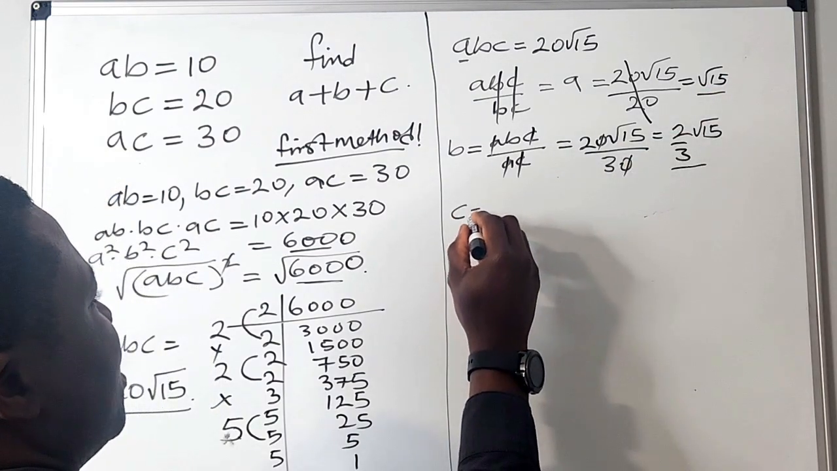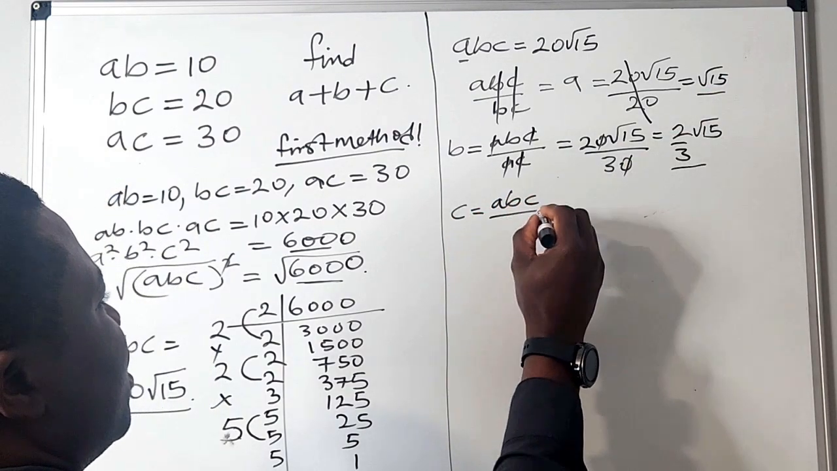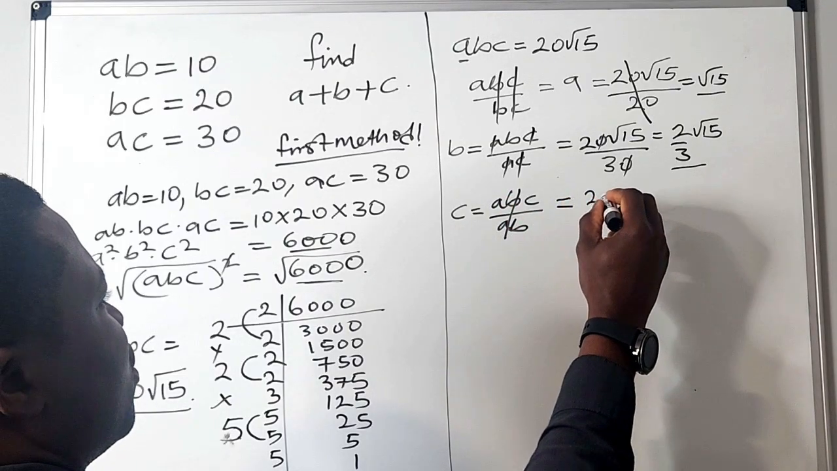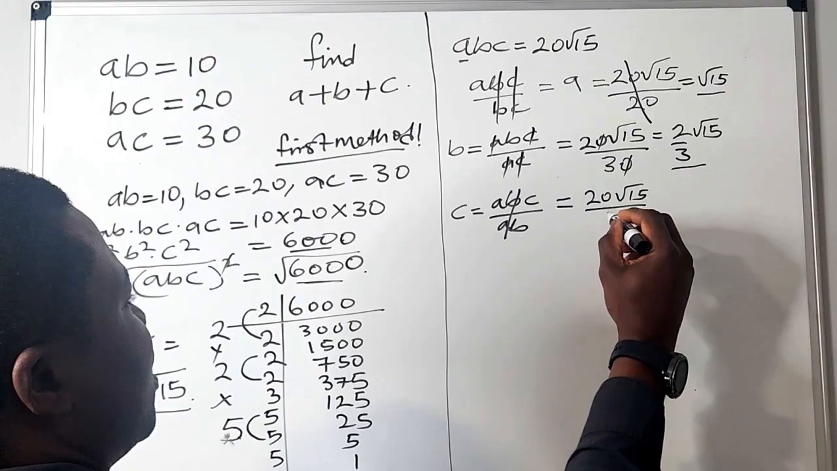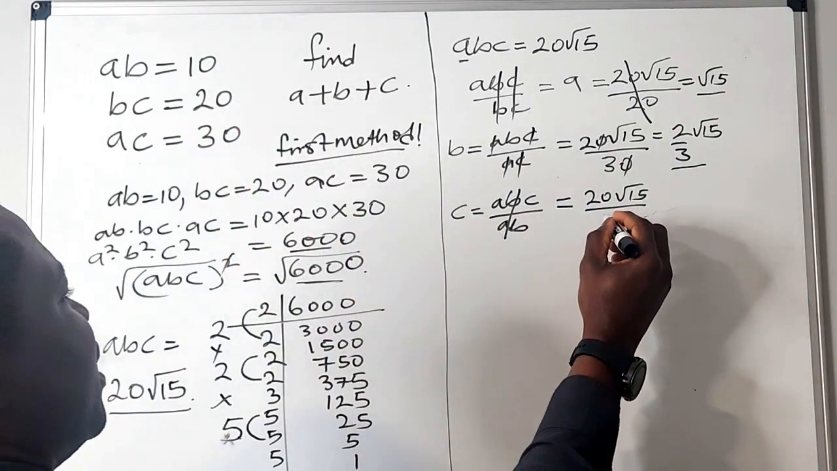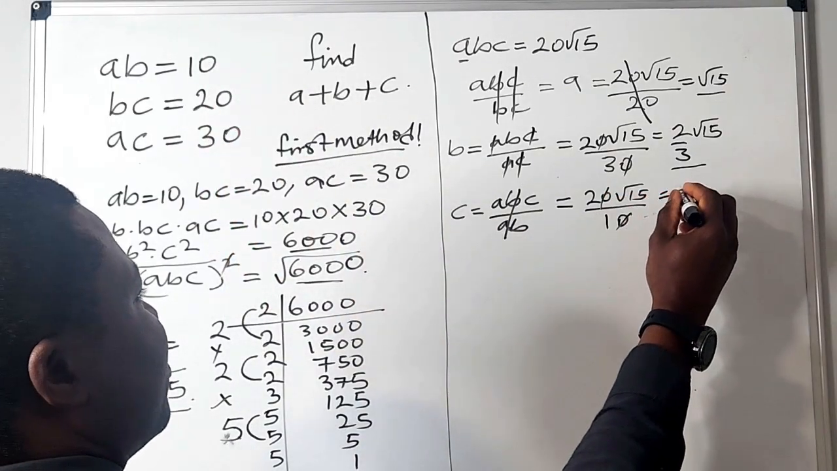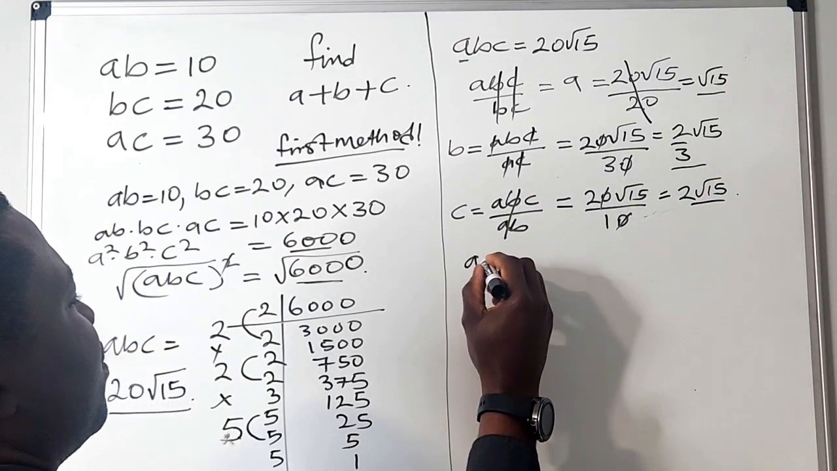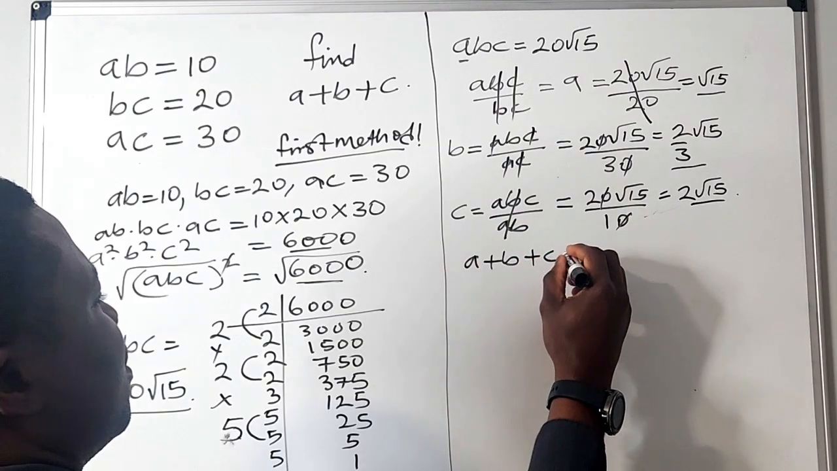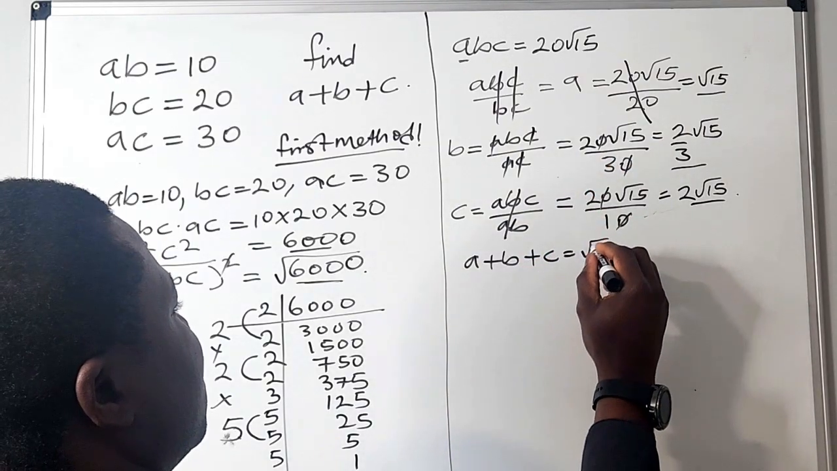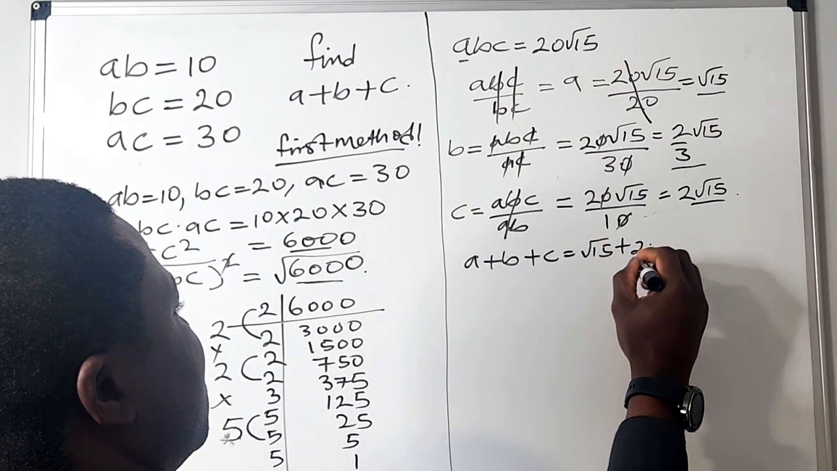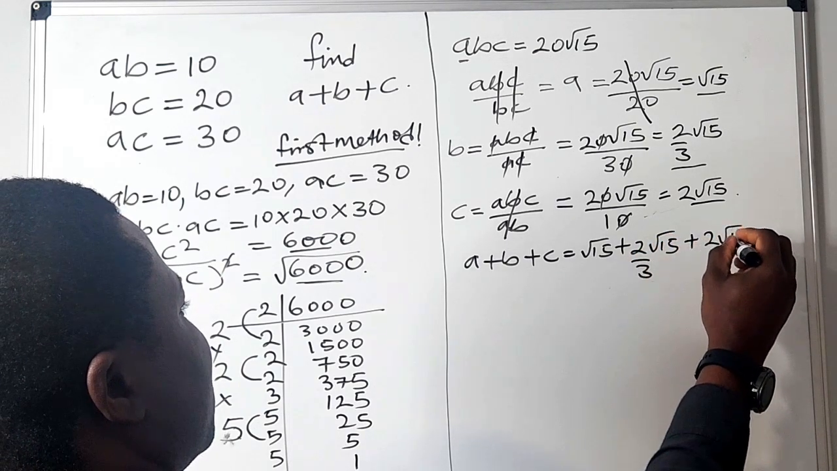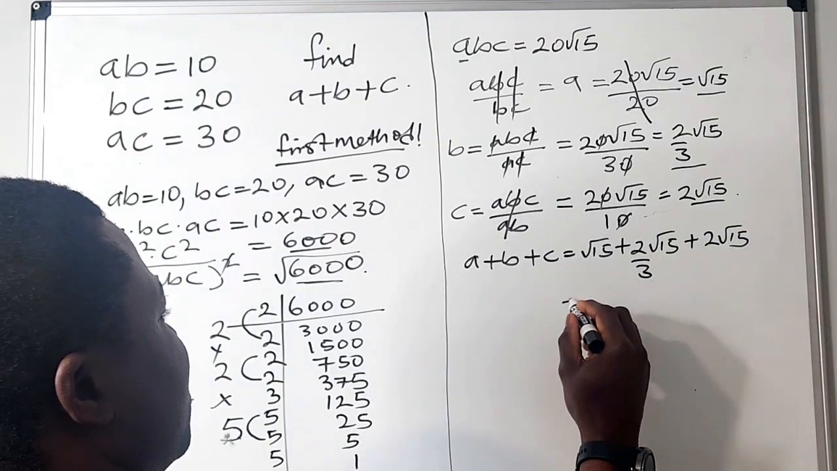And then what's the value of our C? It's ABC divided by AB. So that's 20 root 15 divided by what's our AB? Our AB is 10. So we have 2 root 15. Now, A plus B plus C will become root 15 plus 2/3 root 15 plus 2 root 15. So our common factor there is root 15.